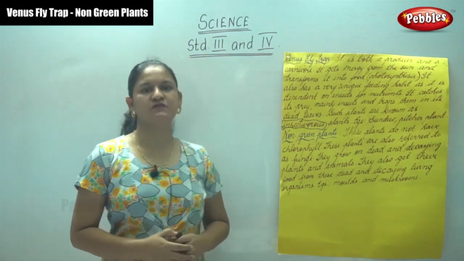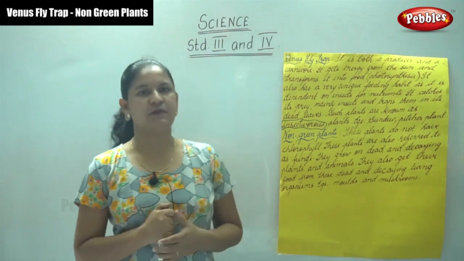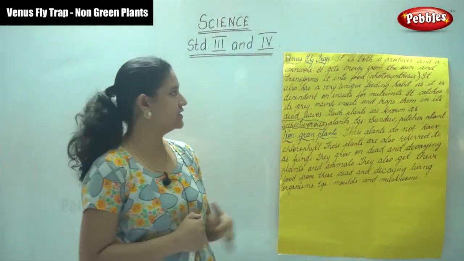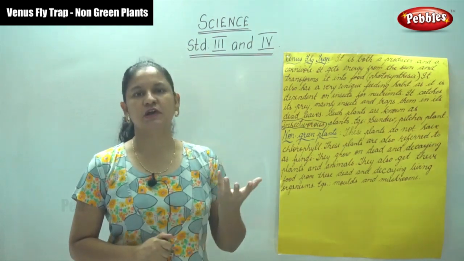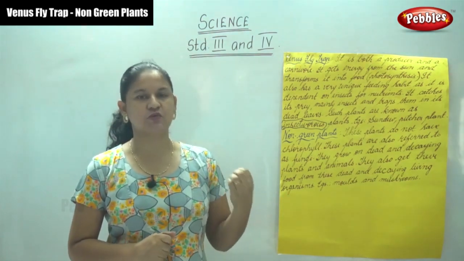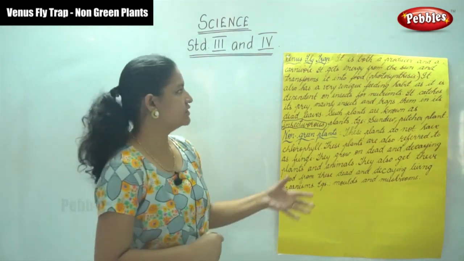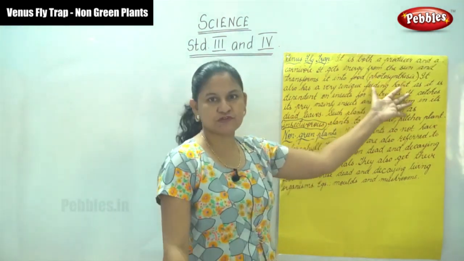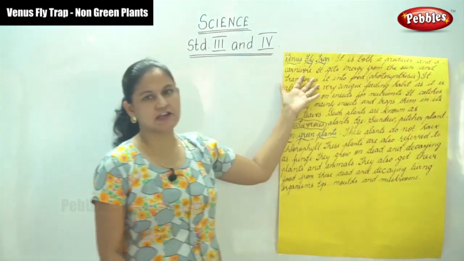So we are going through some amazingly different plants. First we saw the cactus plant, which is the desert plant. Next is your Venus flytrap. In the name itself we come to know that it traps insects and then eats them. A Venus flytrap is both a producer and a carnivore.